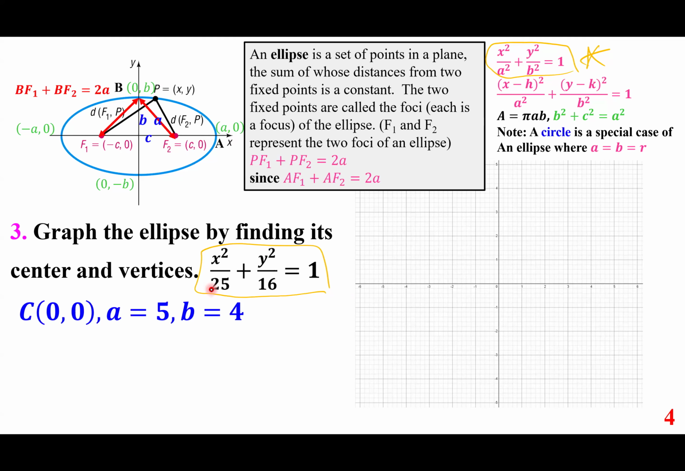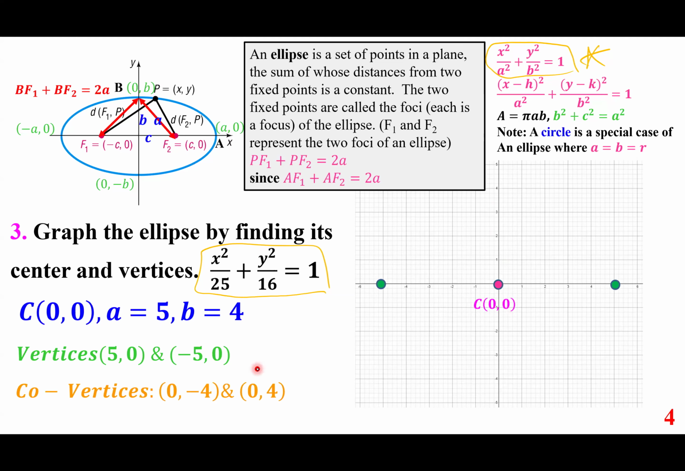Now, when A is larger than B, this ellipse looks like that. It's elongated along the x-axis, and then A, 0 and minus A, 0 are called vertices. In this case, the center is at 0, 0, and the vertices are at 5, 0 and negative 5, 0. So because A is larger than B. Now, the other two y-intercepts are called the co-vertices, 0, 4 and 0, negative 4. Now put them together. That's the shape.